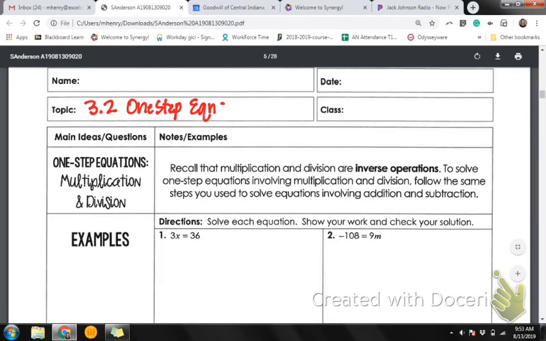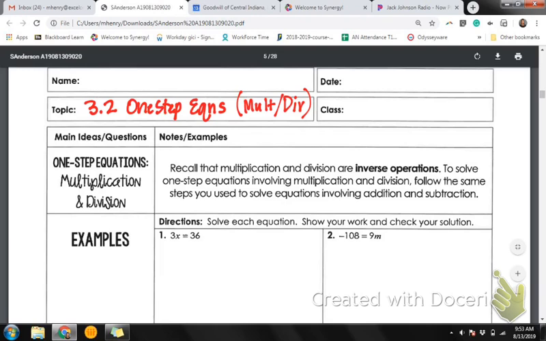Equations, and I'm abbreviating equations with Eqns. One-step equations, and now we're going to multiply, divide. We just did one-step equations with adding and subtracting. So now we're going to do multiply, divide. It's really the same thing that we have been doing. We're still looking for inverse operations. But now we're going to deal with multiplication and division.